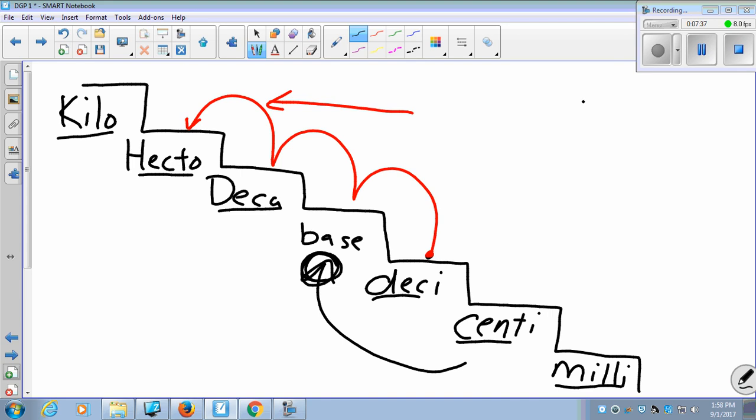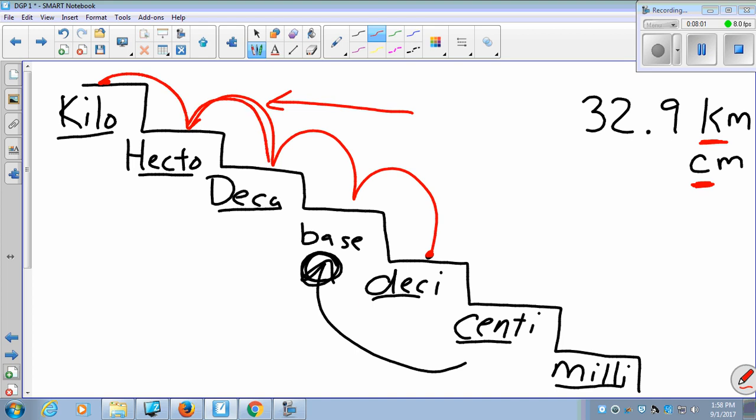All right, so at this point, what we're going to do is we're going to go from 332.9 kilometers, and let's find out how many centimeters that is. Again, we're going from kilo to centi. This time, I'm going to start up here on kilo, and I'm going to go 1, 2, 3, 4, 5 bumps to get to centi.